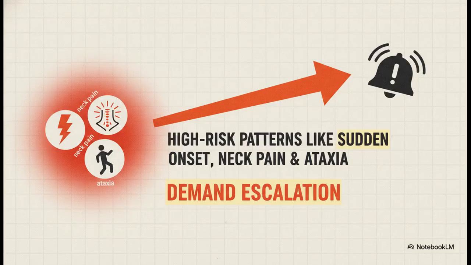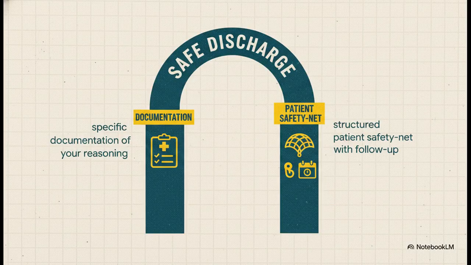Rule number two, respect the history. Those high-risk patterns we talked about, the thunderclap onset, the neck pain, the severe ataxia, they are incredibly powerful. These red flags should make the hair on the back of your neck stand up, and they demand you escalate, even if the rest of your exam seems fine. And number three, a safe discharge is a two-part deal. They are inseparable. You must have detailed documentation that shows your reasoning, and you must give the patient a structured, explicit safety net with a follow-up plan. One without the other is simply not good enough.